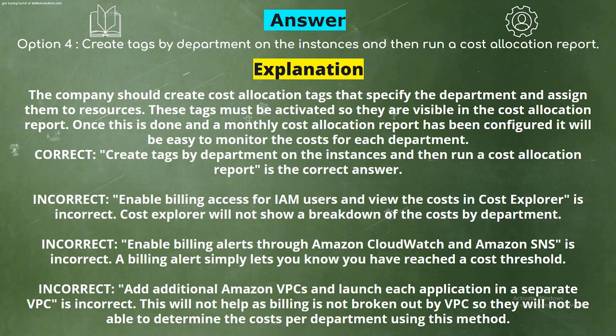Incorrect. Enable billing alerts through Amazon CloudWatch and Amazon SNS is incorrect. A billing alert simply lets you know you have reached a cost threshold. Incorrect. Add additional Amazon VPCs and launch each application in a separate VPC is incorrect. This will not help as billing is not broken out by VPC, so they will not be able to determine the costs per department using this method.